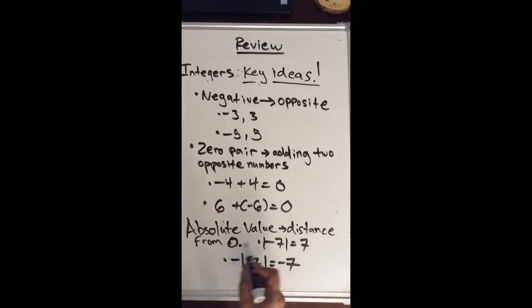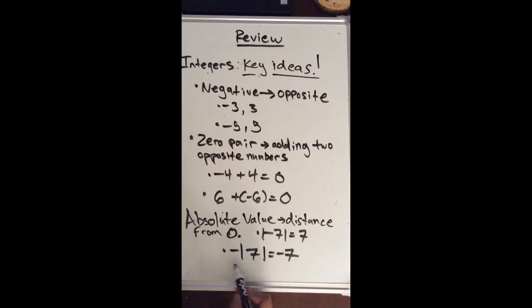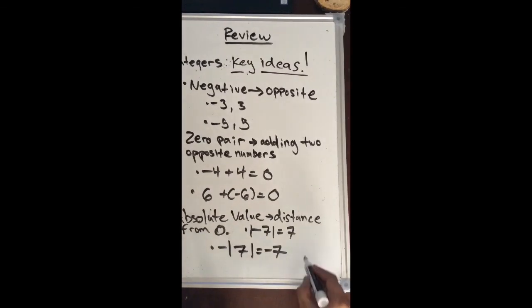Also, remember that absolute value is the distance from 0. So if you have a number within absolute value, even if it is negative, it's going to be a positive number. So the absolute value of negative 7, with the negative inside the absolute value bars, is positive 7. But if you had a negative outside the absolute value bars, then that's going to remain negative. And just for clarity, if you had a positive inside the absolute value bars, it's still positive. It doesn't change the negative.